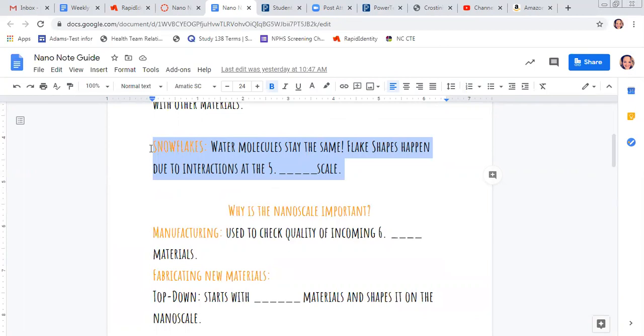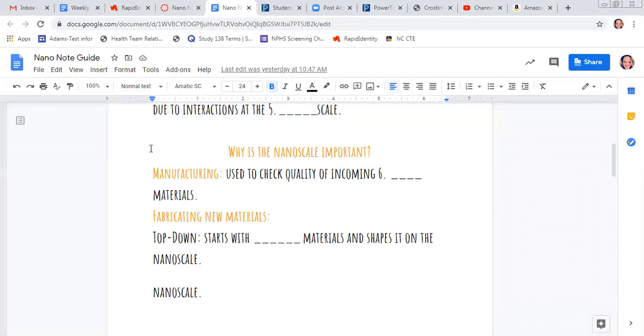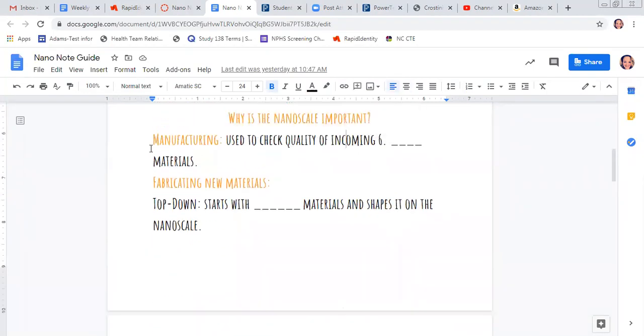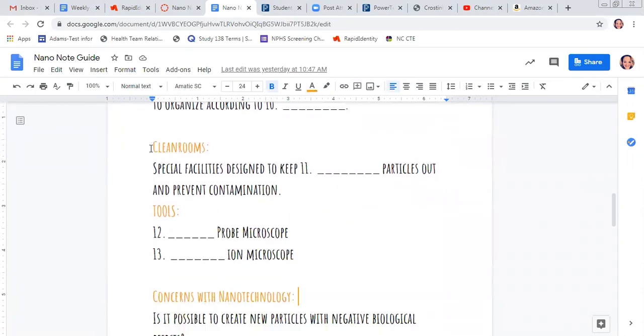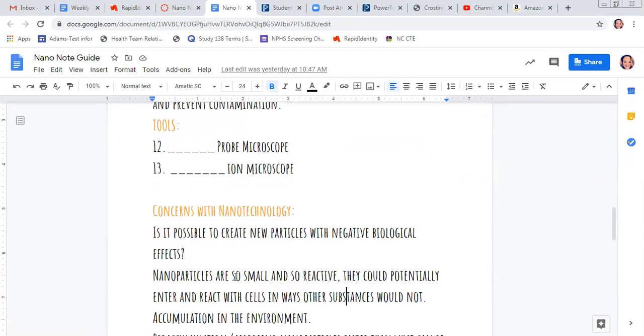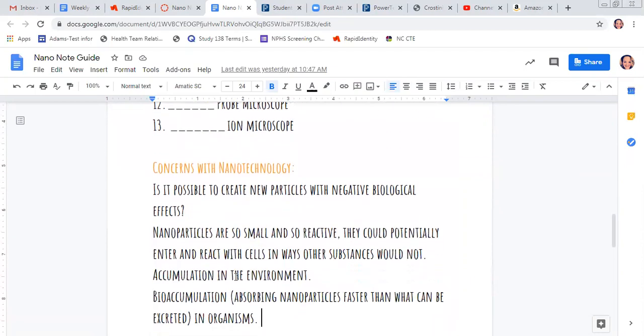And this PowerPoint, because we're talking about the nanoscale, explains to you what happens. It also talks about why it's important with manufacturing materials, utilizing materials, and talks to you about rooms and tools. I know for a fact 12 and 13 are probably going to be on your final exam. And then for concerns with nanotechnology, I basically listed it out for you. Exactly why nanotechnology is such a hot topic and why it's considered a challenge for biomedical research.